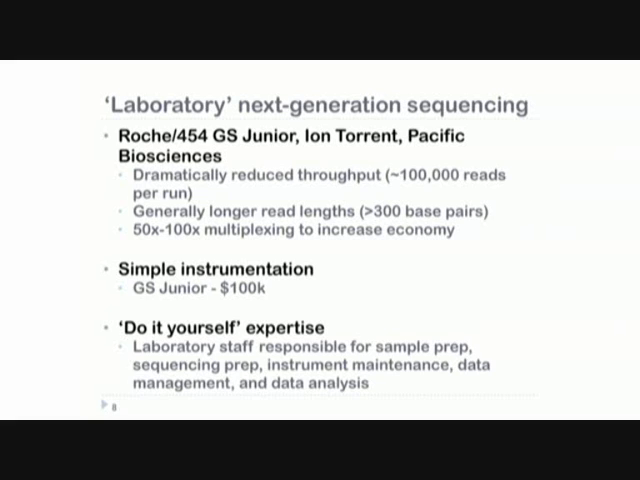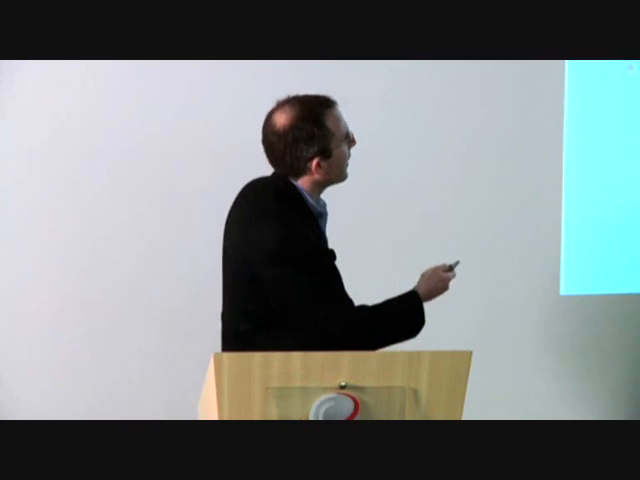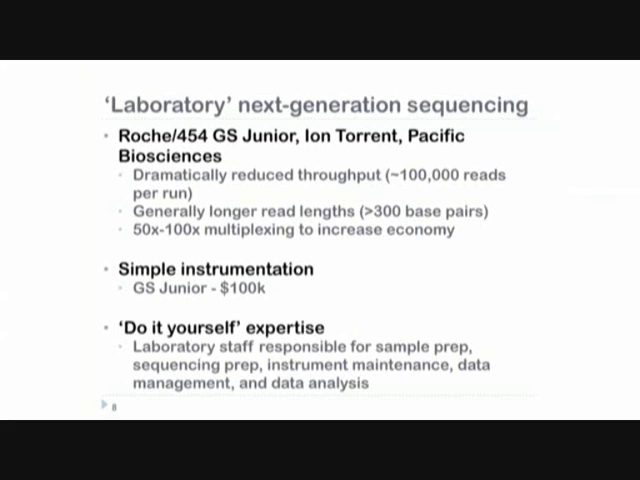These machines are characterized by dramatically reduced throughput. Instead of generating millions or billions of data points per experiment, you generate approximately 100,000 sequencing reads. But these read lengths are often longer than the read lengths that are generated by Illumina or SOLiD, generally longer than 300 base pairs. And so what I'm going to talk about today is how we've used this technology to sequence large numbers of samples in single instrument runs on these desktop instruments.